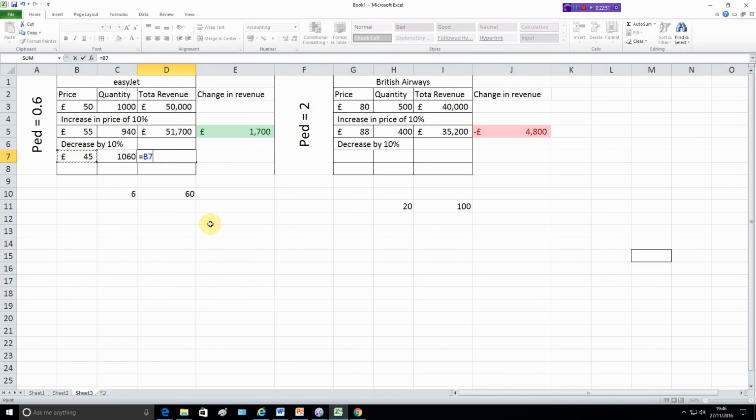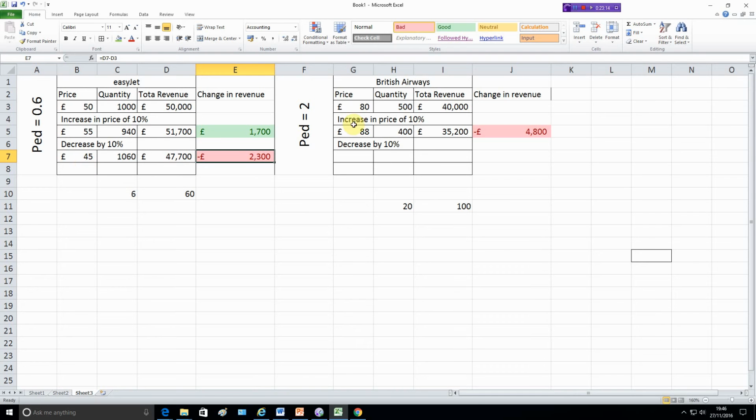Total revenue, 45 times 1,060, 47,700. So have they made more than 50,000 or less than 50,000? Made less than 50,000. Let's check by how much. 47,700 and 50 grand. So they've actually lost 2,300 by reducing their fare.